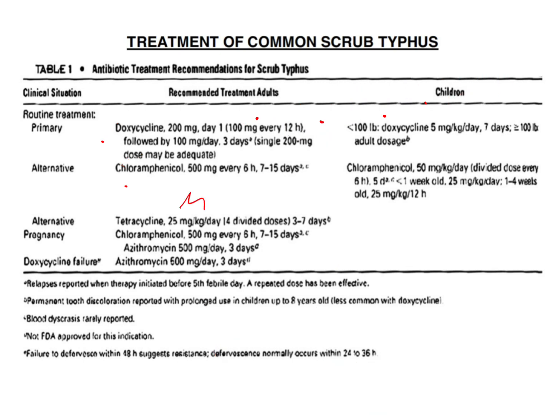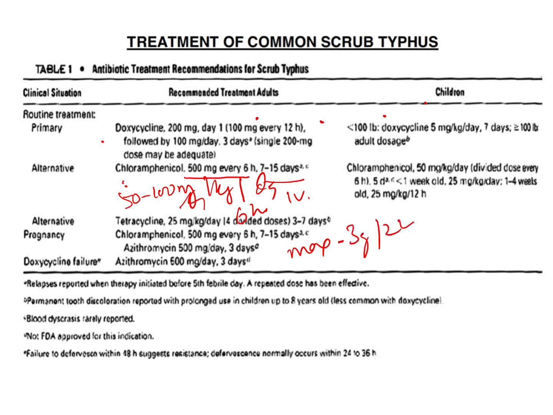The alternative regime includes chloramphenicol, 500 milligram every 6 hourly for 7 to 15 days. The dose will be 50 to 100 milligram per kg per day, 6 hourly IV. Maximum we have to give 3 gram per 24 hours, or we can say 500 milligram QID orally for 7 to 15 days. This is the recommended dose of chloramphenicol.